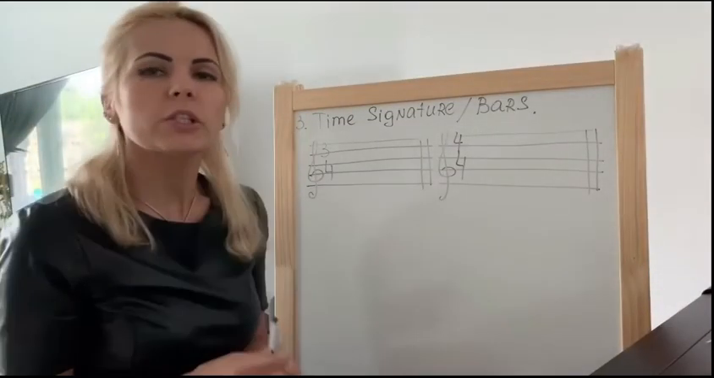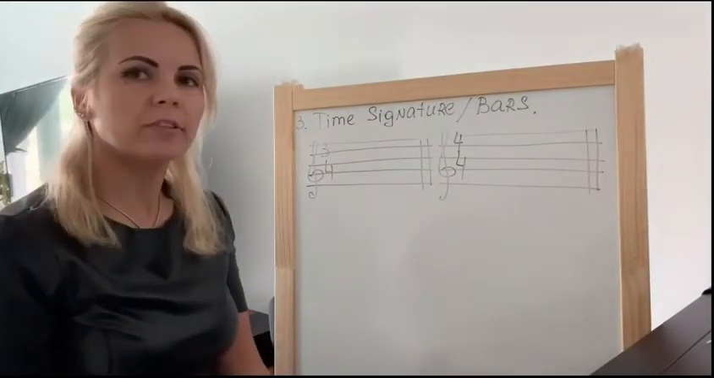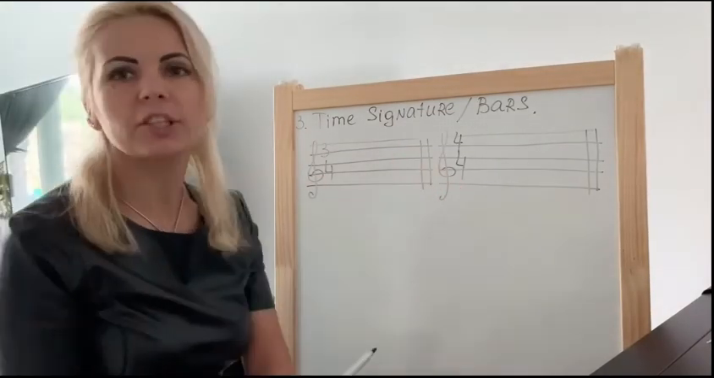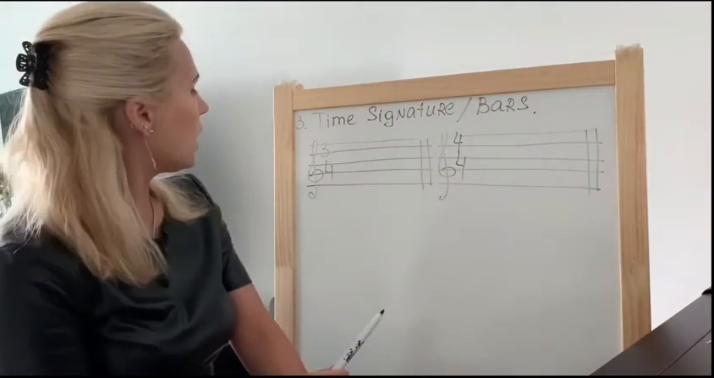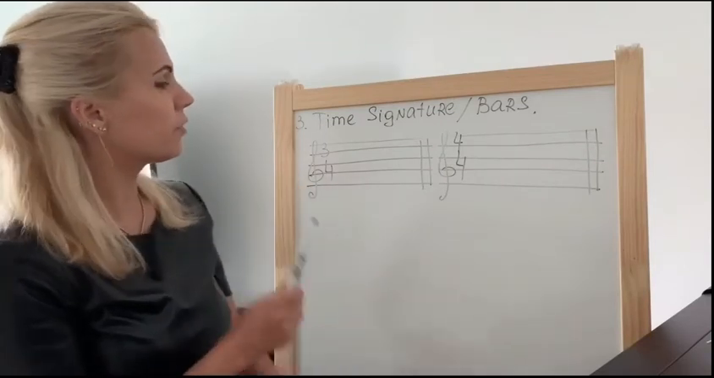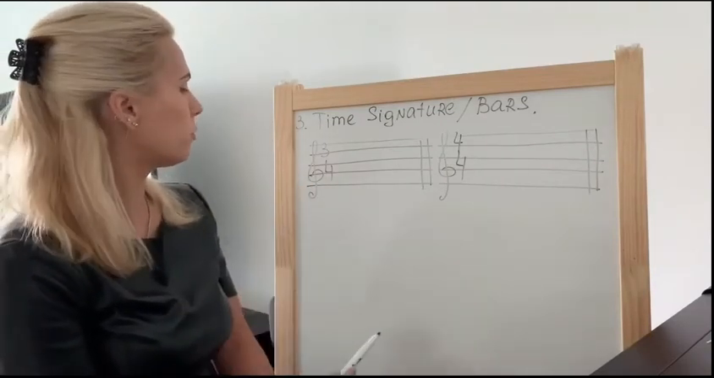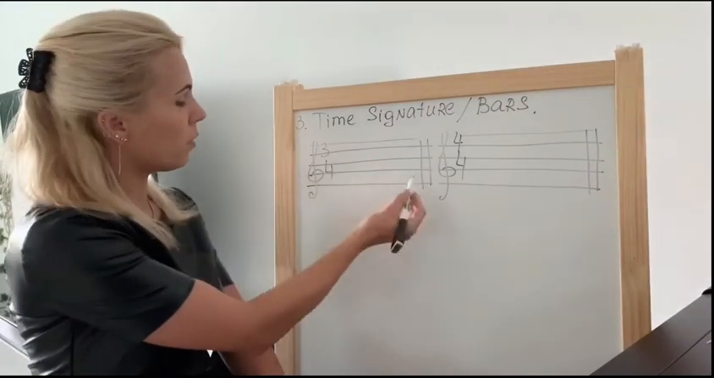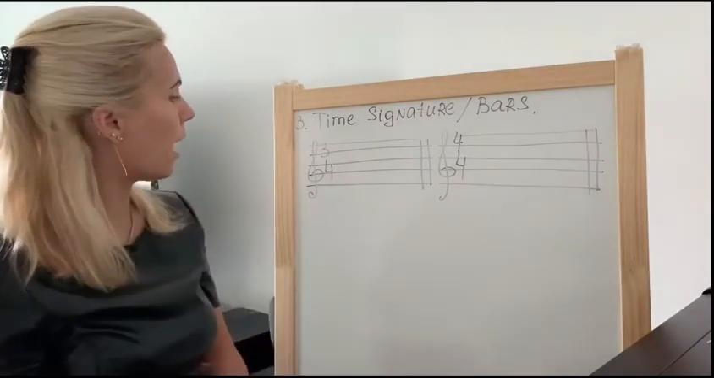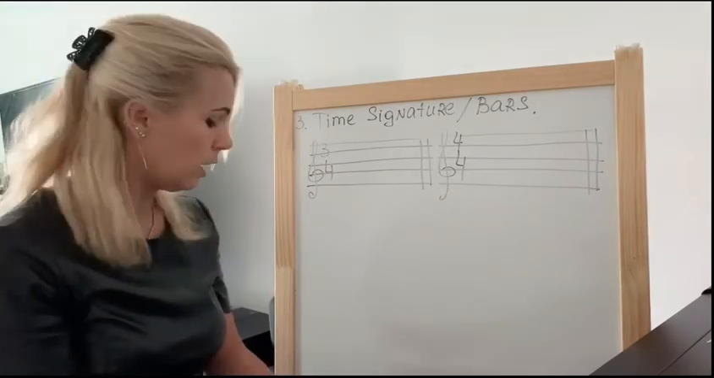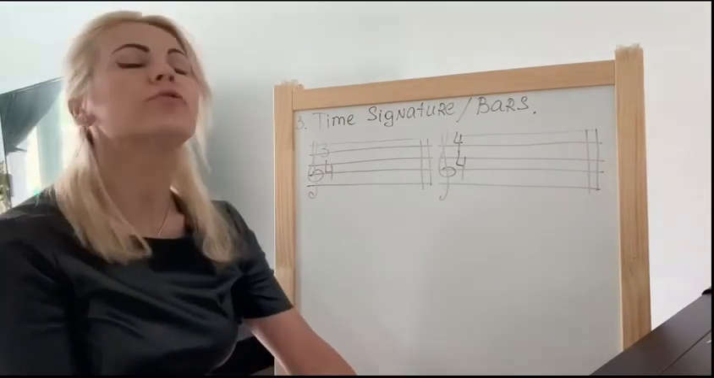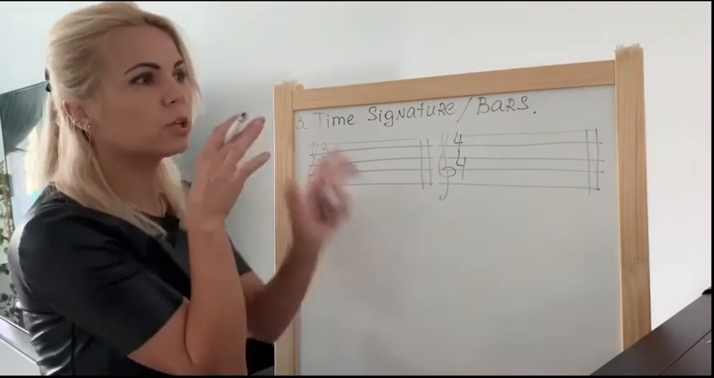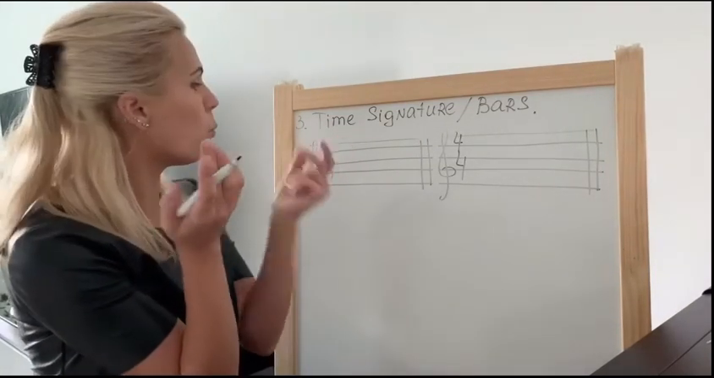Okay, so now, as promised, I will explain to you time signature 3/4 and time signature 4/4. What is the difference between 3/4 and 4/4? You need to have 3 beats in 1 bar. So if you have time signature 3/4, it means that you need to have 3 beats in 1 bar. So how can we create that bar?